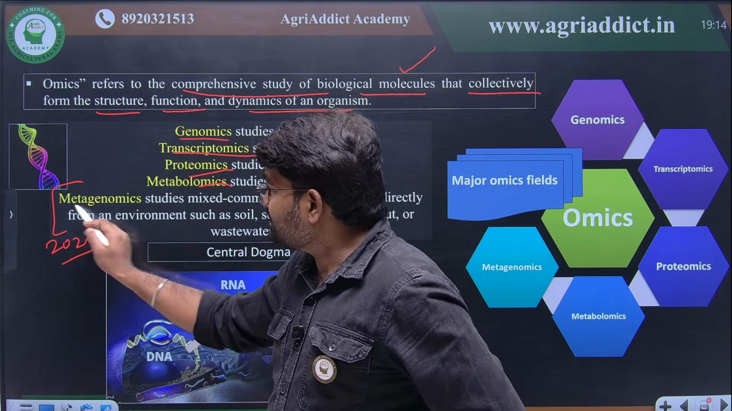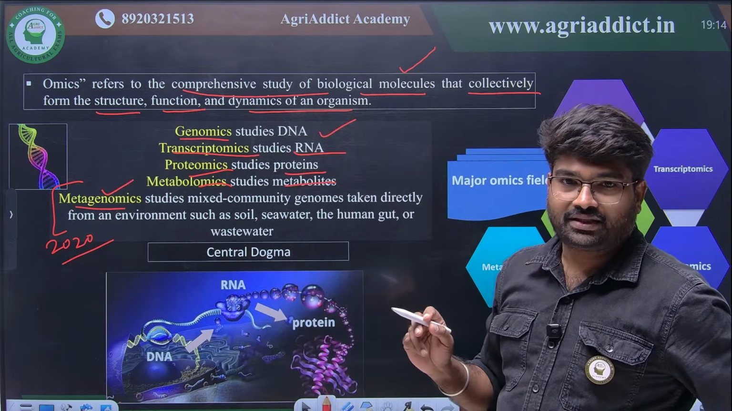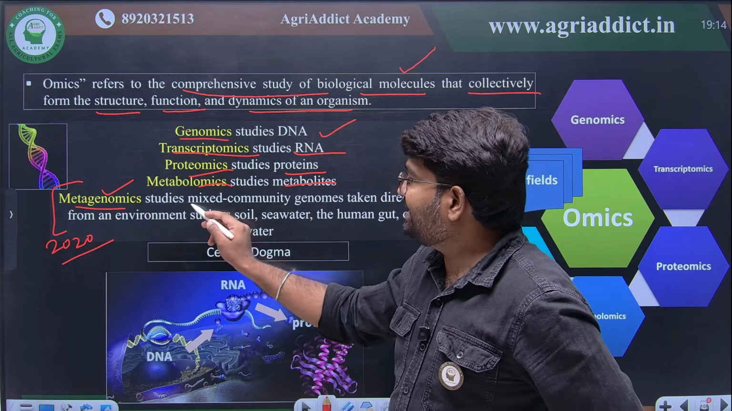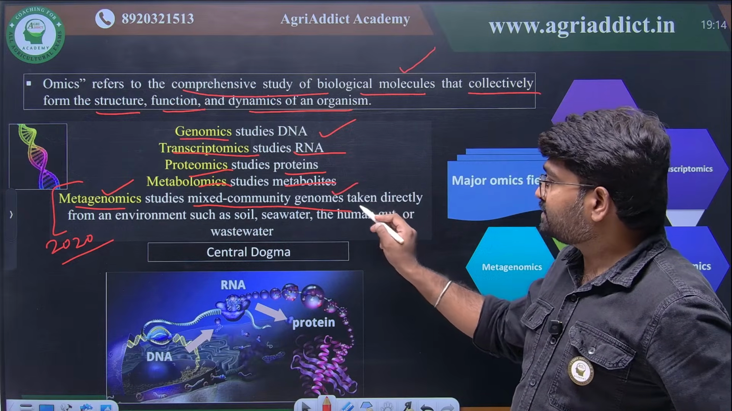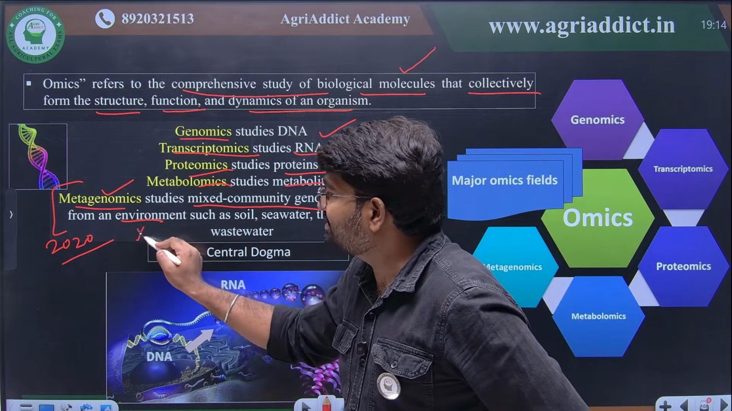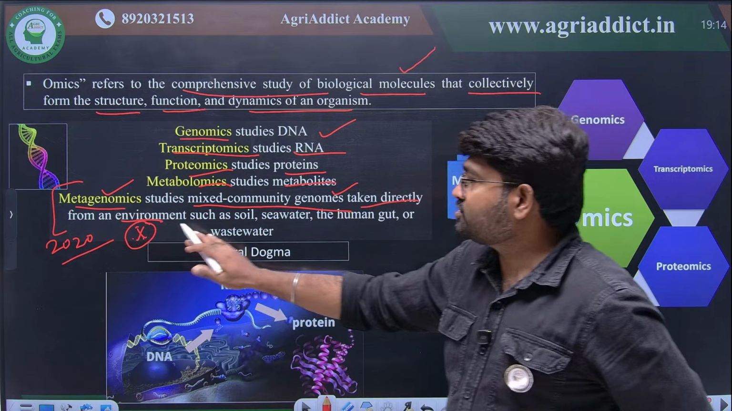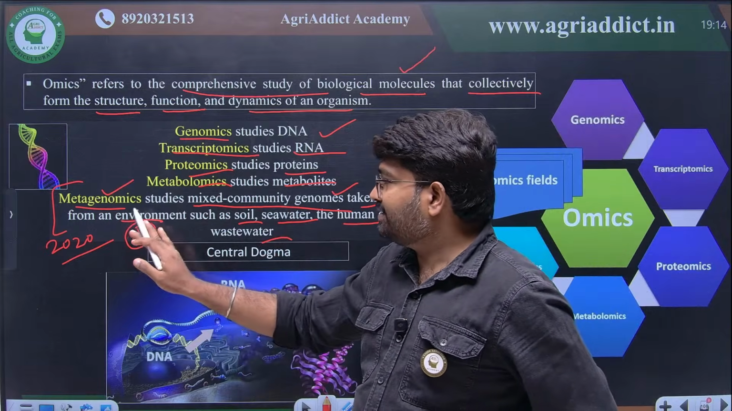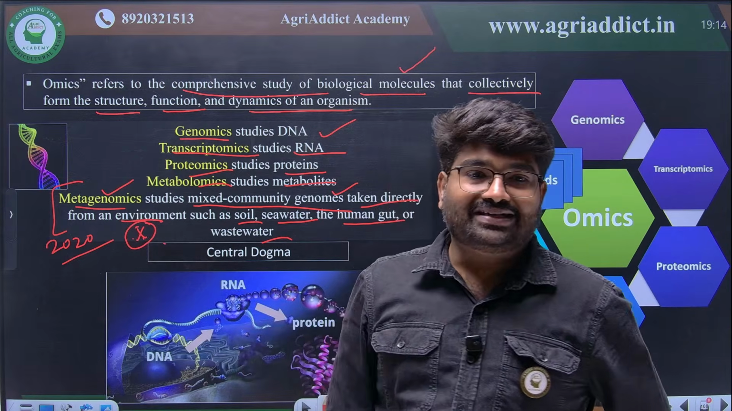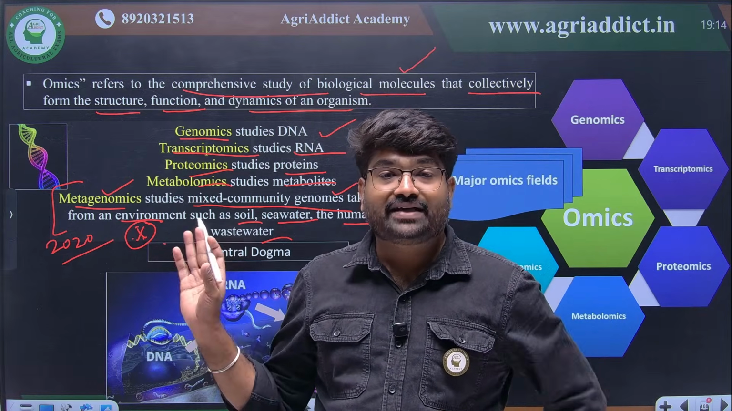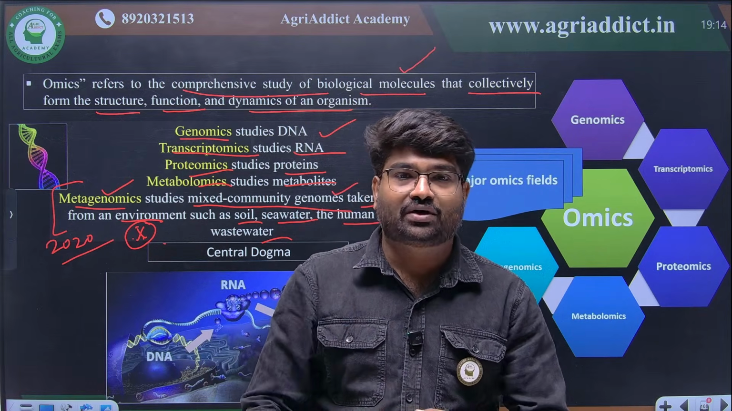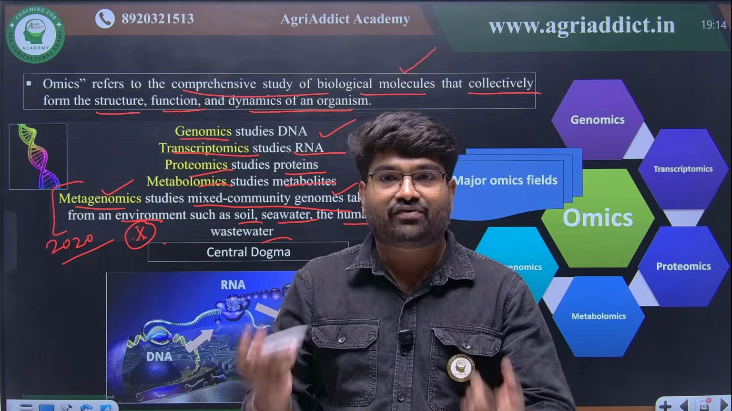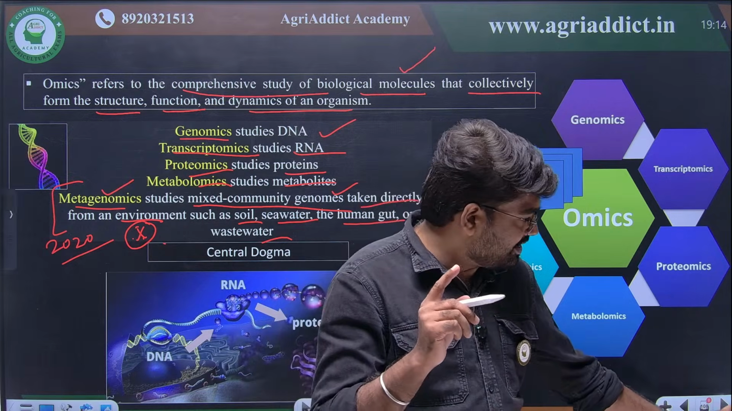What is meant by metagenomics? Metagenomics studies the mixed community genomes taken directly from the environment. This is the key point. Taken from the environment such as soil, seawater, human gut, wastewater. They have asked the definition. In omics, they are asking specifically about definitions only, like what is comparative genomics, structural genomics, functional genomics. So you have to read the definitions properly.